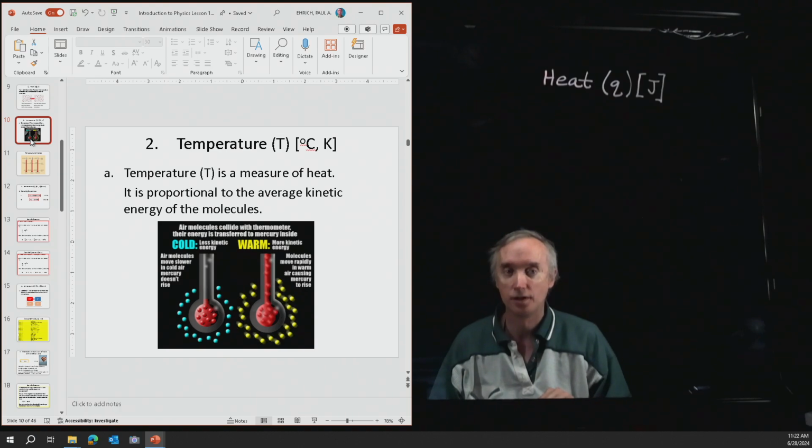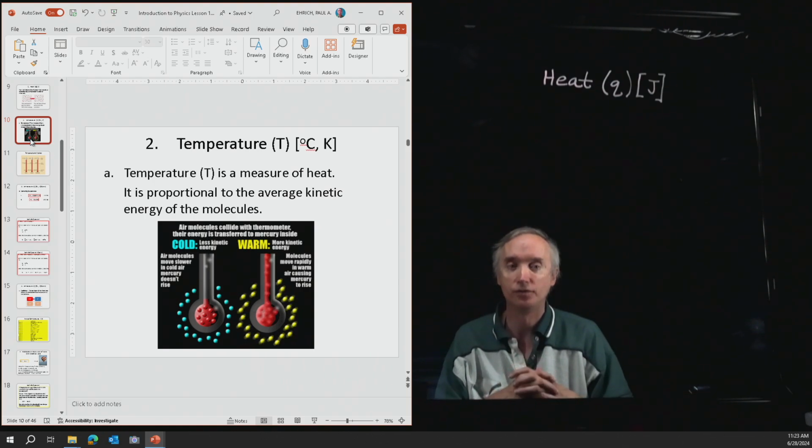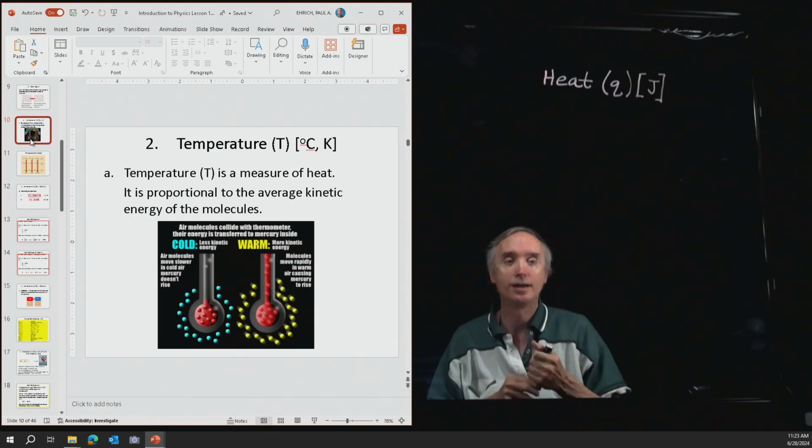what temperature is. So it's going to be a measurement of heat. The hotter an object is, the more energy an object has, the higher its temperature is going to be. We don't have devices that measure heat, but we do have devices that measure temperature. And so the higher the temperature of an object, the more energy it's going to contain, and it's going to be proportional to the average kinetic energy of the molecules. So what do we mean by kinetic energy?